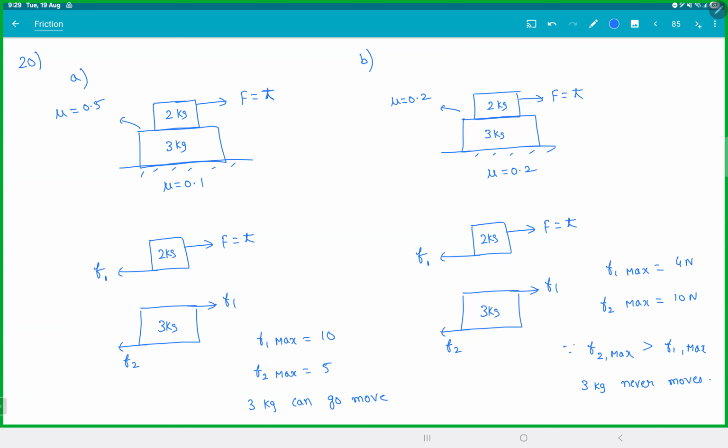So the second problem actually is easy. You can just treat the 3 kg as the ground and just solve for 2 kg. Is that making sense? So if you apply force on an upper block, you need to check whether the ground block can move or not in the first place. There, that is one. Now let's try to do this.